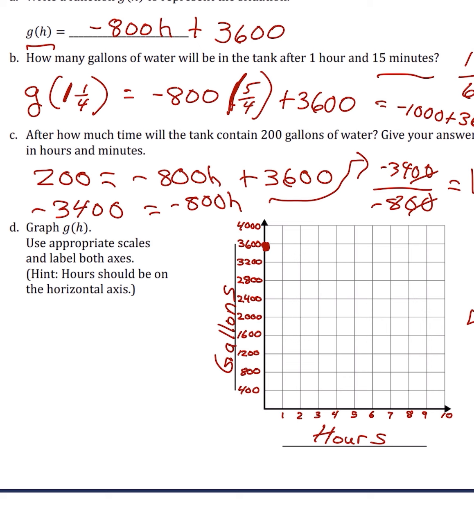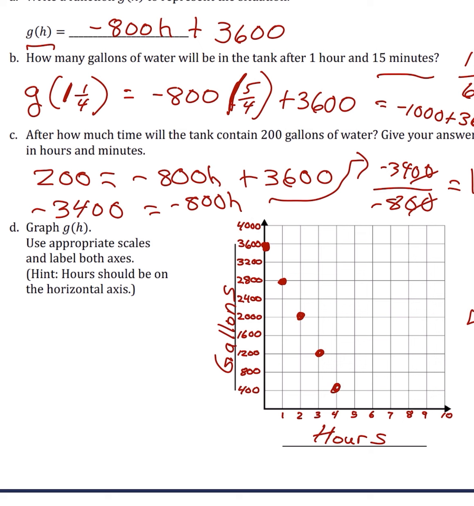Then after 1 hour, we are down because 800 gallons are leaving every single hour. So we're down at 2,800 gallons. After 2 hours, we are all the way down at 2,000 gallons. And after 3 hours, we're going to take away another 800, so we are down at 1,200 gallons. And after 4 hours, we are all the way down at 400 gallons.